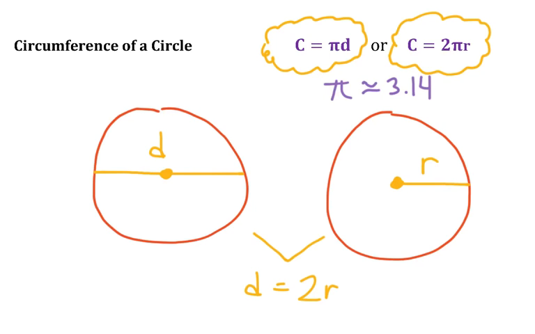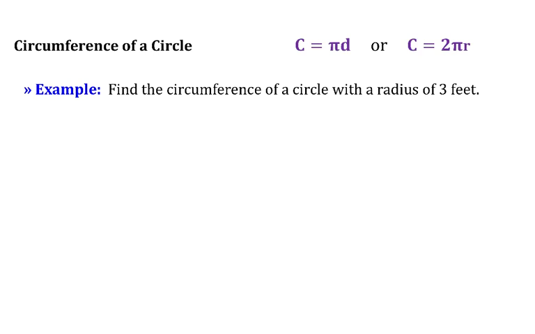So we'll try an example of finding circumference now also. Find the circumference of a circle with a radius of 3 feet. Based on the wording, and based on the fact that we have two possible formulas, I'm going to go ahead and use the second one I have written here, because I'm told about the radius. So we know the radius is 3 feet.